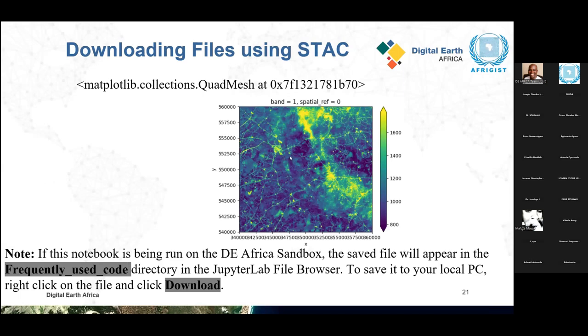This is the result of our subset of the area we wanted to download. It's not the full area, but a subset of it. If this notebook is being run on the Digital Earth Sandbox, the saved file will appear in the frequently used code directory in the JupyterLab file browser. To save it to your local PC, you right-click on the file and click Download.